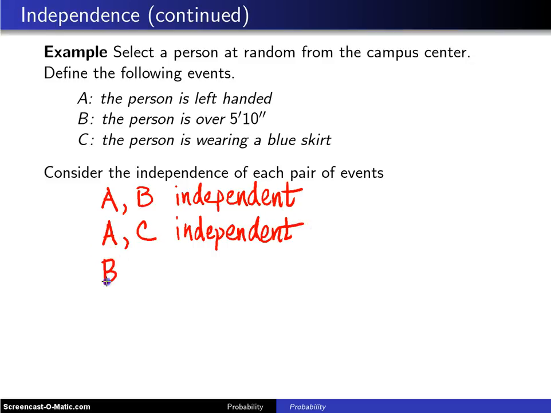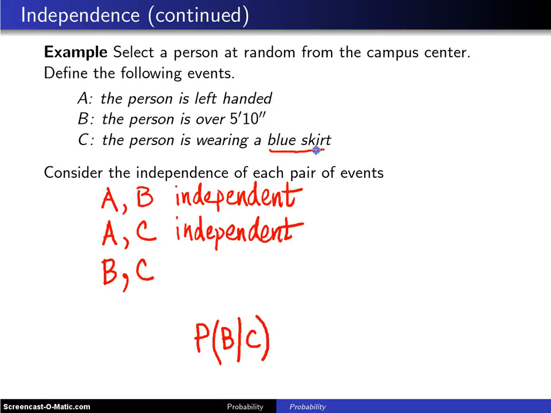Now the last one, B and C. B is the person is taller than 5'10", and C is the person is wearing a blue skirt. Let's look at this in a little more detail. What is the probability of B given C? So what is the probability that the person is taller than 5'10", given that they're wearing a blue skirt?